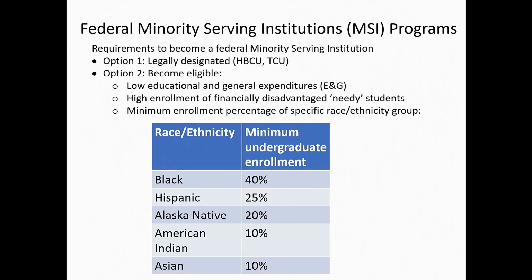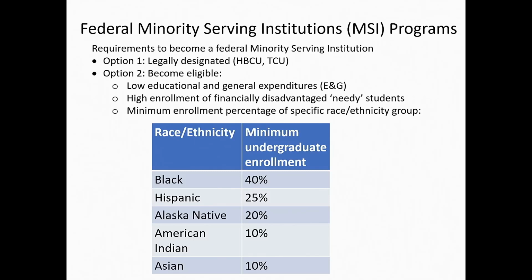Number one, you have to have low education and general expenditures compared to the type of institution that you are. So basically, the US government says you have to be a good value for students. You have to cost less than your peer institution type. Yeah, I see some faces like, what? Yes, this is a requirement.